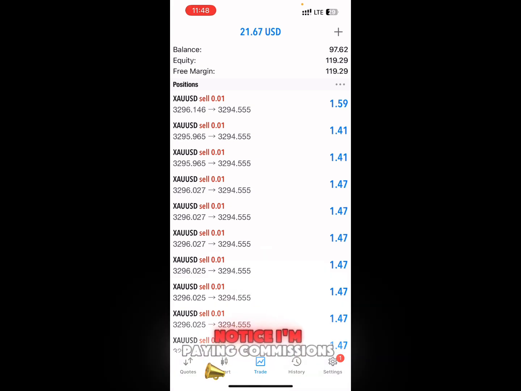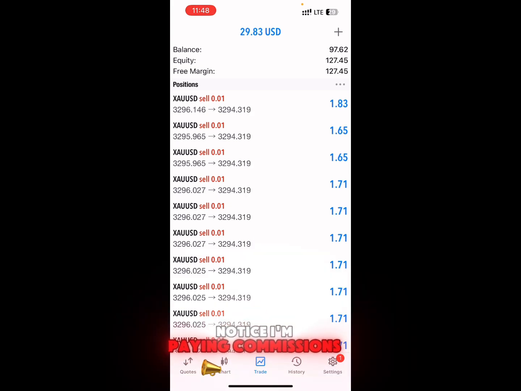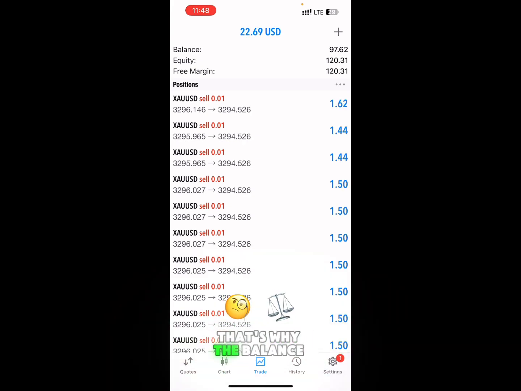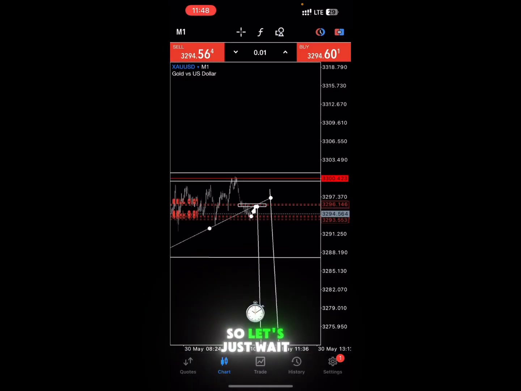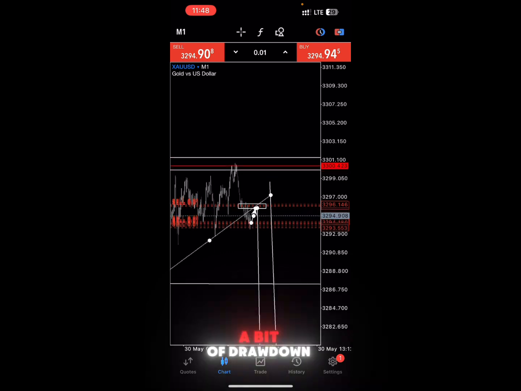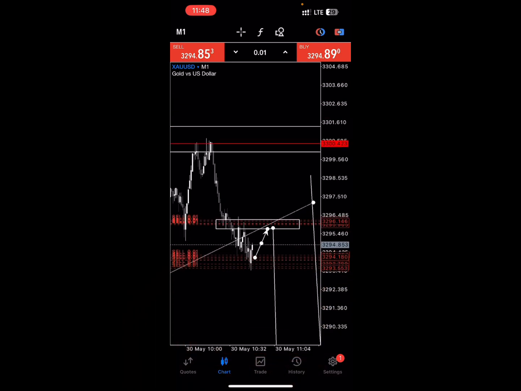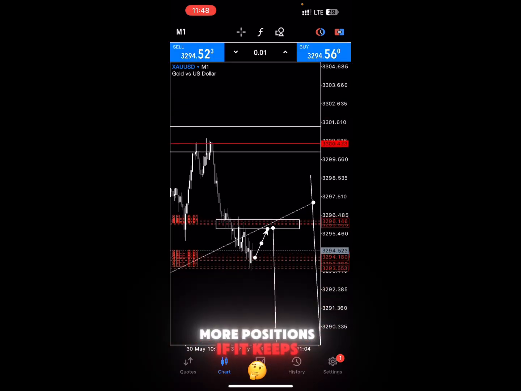If you might notice, I'm paying commissions. That's why the balance keeps dropping. So let's just wait and see what happens. Okay, now I'm in a bit of drawdown. I'll add a few more positions if it keeps going up.